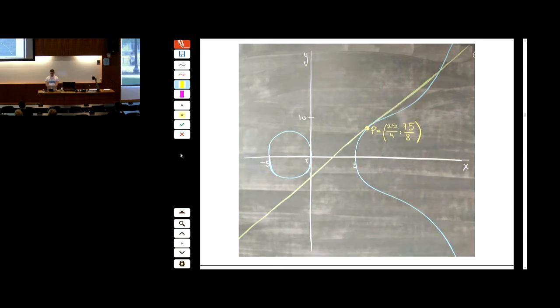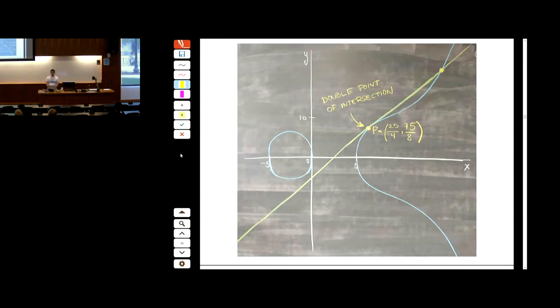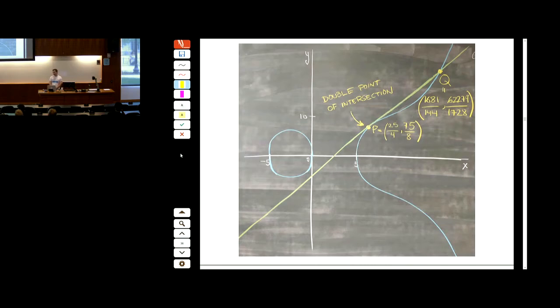To double a point, you trace a tangent line at P, and then you can find new points on the elliptic curve. That new point gives you a new triangle with area 5.